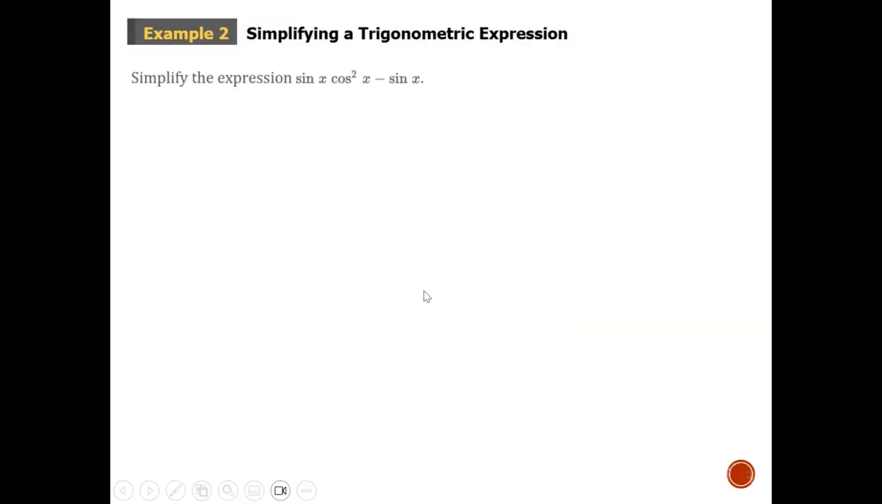Example number 2. Now we're going to be simplifying a trigonometric expression. It says simplify the expression sine x cosine squared x minus sine x. Okay, let's do that. So solution, here's what we have to do, guys. This is kind of factoring the greatest common factor, but we're using trigonometry.